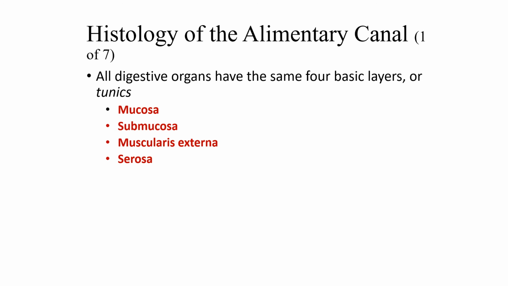So, surrounding the lumen is the mucosa. Outside of that is the submucosa. Outside of that is the muscularis externa. And on the very outside of the GI tract is the serosa. Sometimes it is called the adventitia. Let's just call it the serosa.